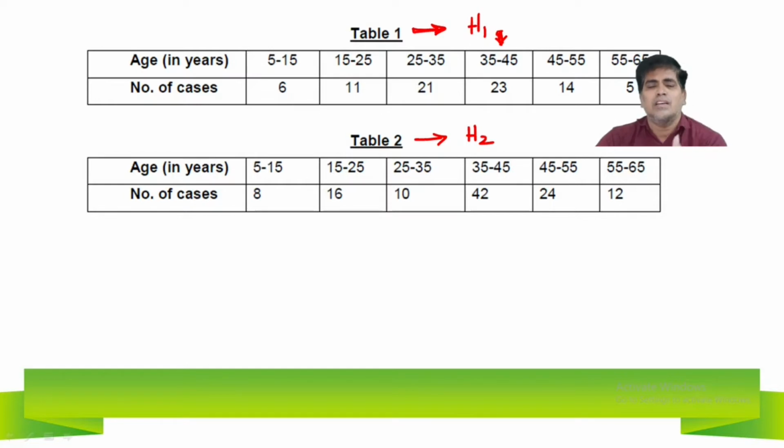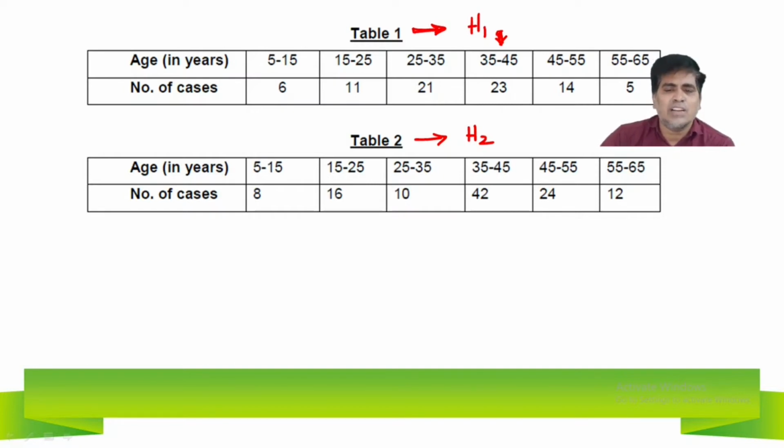Here we can call it the modal group also. Why modal group? The highest frequency is in the 35 to 45 age group, that is 23, the highest frequency here. So this is the modal class also, we can take it.